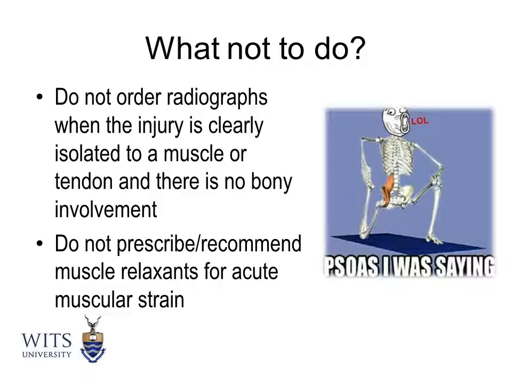So what should you not do? Do not order radiographs when the injury is clearly isolated to a muscle or tendon and there's no bone involvement. That's just a waste of resources. Do not prescribe or recommend muscle relaxants for acute muscle strain, because people also often use ibuprofen, and that combination increases the central nervous system's side effects.